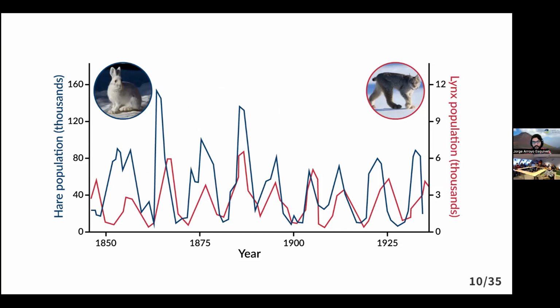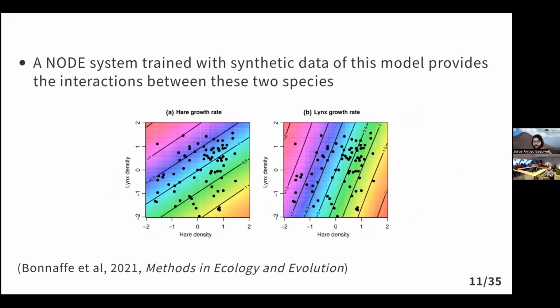And what this paper found is that a NODE system is capable of understanding the interaction between the two species. So, for example, the hare growth rate, when the lynx densities are higher, they found that the hare growth rate is actually negative, is decreasing, and vice versa. You can see that as the hare density becomes positive, the lynx growth rate becomes positive too. So they were able to find these interactions that, I mean, we have known them for more than 100 years, but it's interesting that this was found using a neural network. So you can interpret what the neural network is saying, and what it's saying actually makes sense in the ecological context.